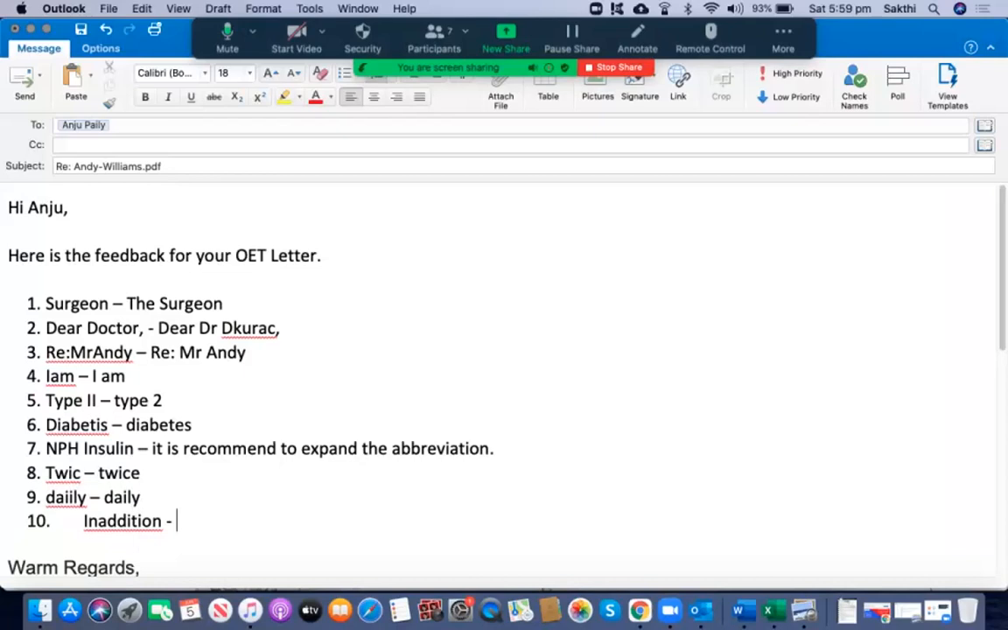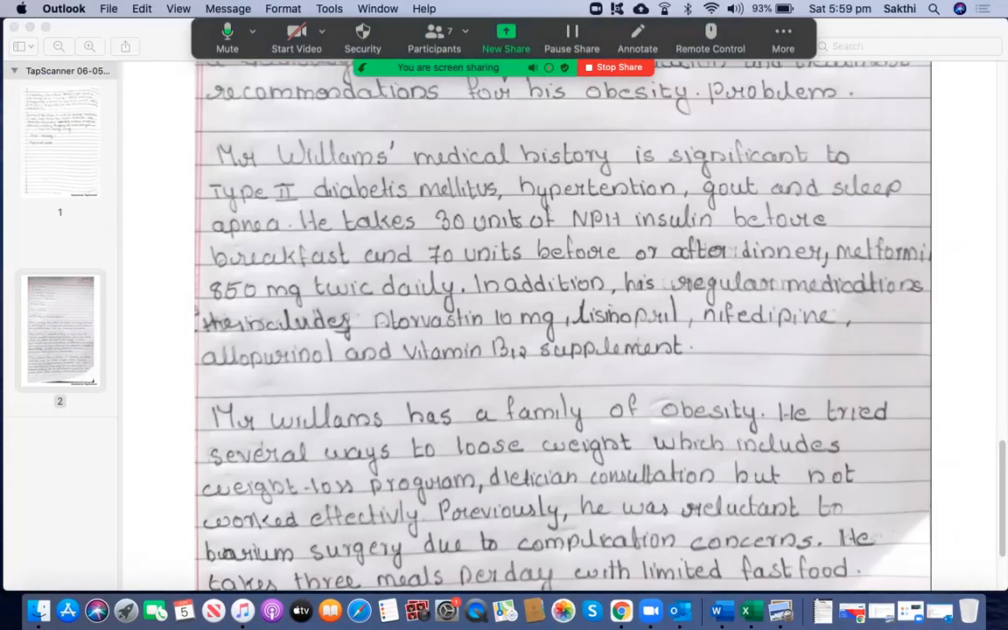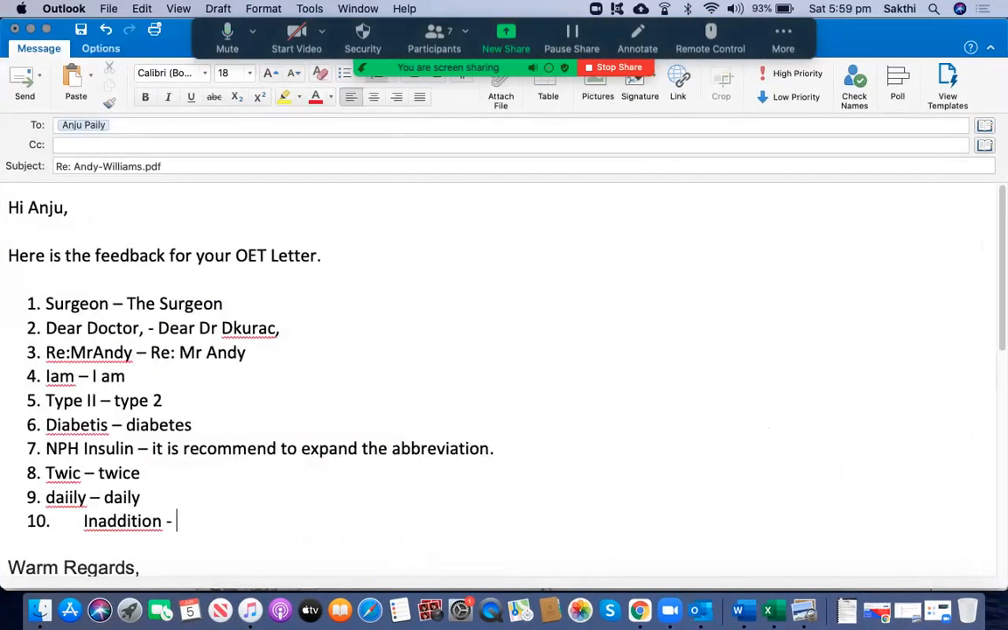These things will affect your score under the layout and presentation. In addition, the comma is okay, but you have to give a space between "in" and "addition". Okay, so that's really important.